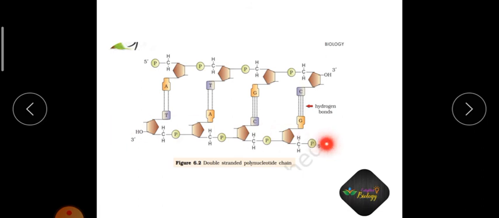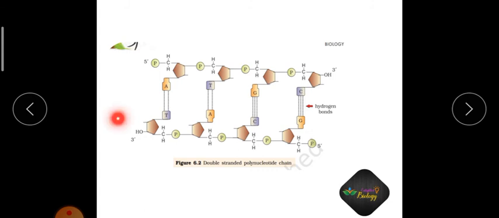The second property we have learnt there is anti-parallel nature. What is the anti-parallel nature? One strand is in the 5' to 3' position, the other strand is in the 3' to 5' position. That is what is anti-parallel. So just practice the diagram. This is very important. Don't forget to practice many times.